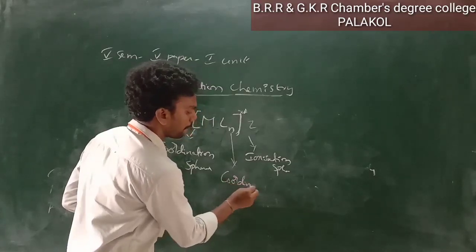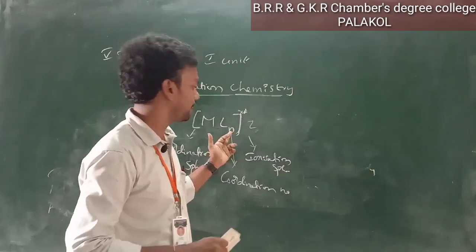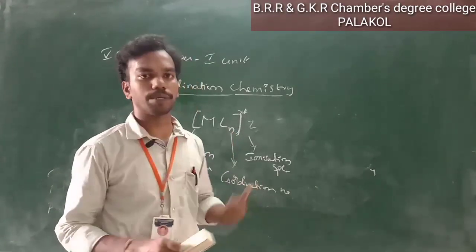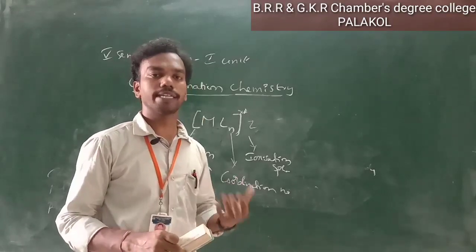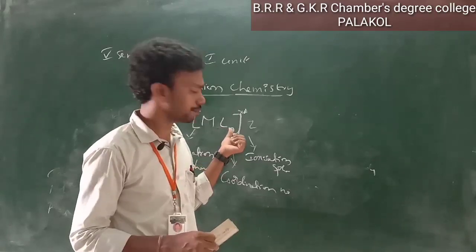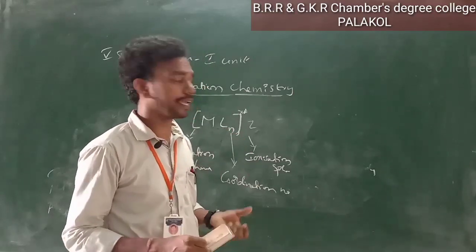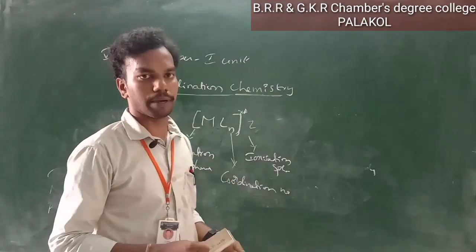Coordination number. So how many ligands are here? That is N ligands, and that represents the coordination number. So what is the exact definition of coordination number? It is the number of donor sites of the ligand which are coordinated with the metal. So that is the coordination number, right?